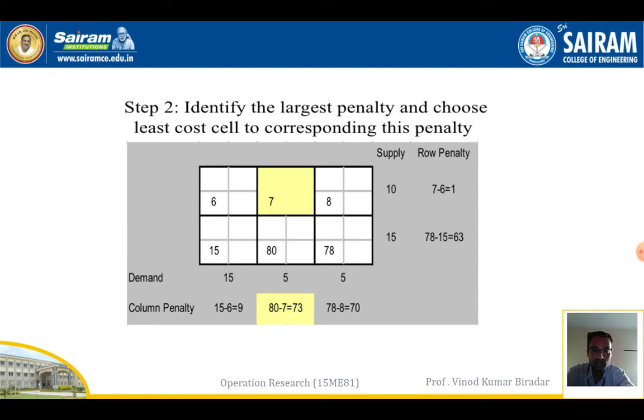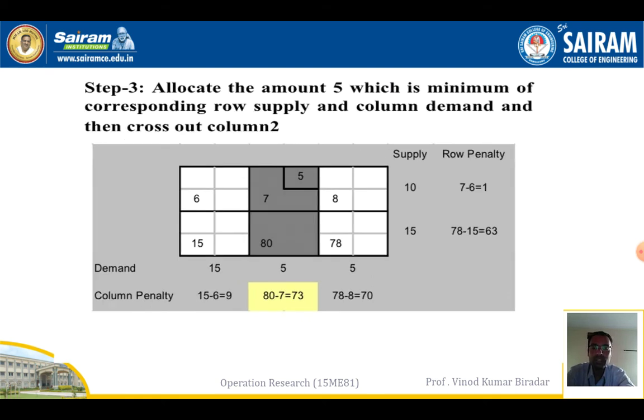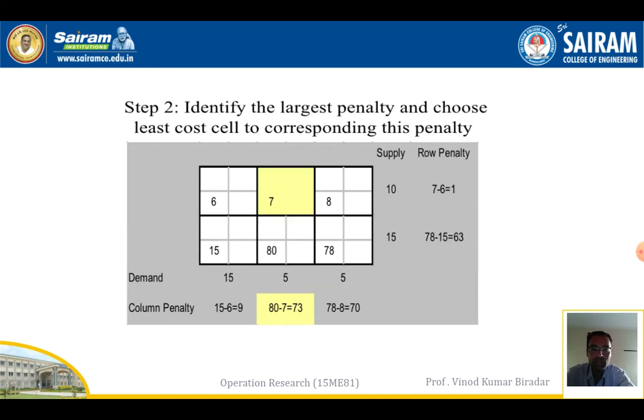Okay, next, after calculating the highest values, 5 is the demand value. So this 5 you assign here. Okay, so look at here. So 5 and 10 is there. Now among these two, 5 is the least value.